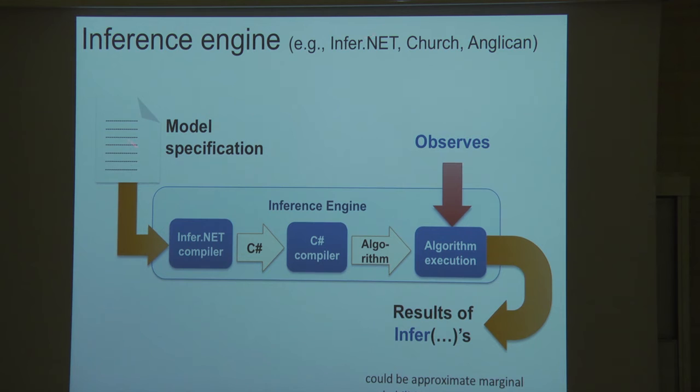So this is just a schematic diagram of what I walked through in the previous page. The basic idea is you construct a model, you have some observations. The details vary from engine to engine, but there are a lot of these out there now. One of them, this one is infer.net, which is developed at my lab. And then the output is going to be the results of all of the infer statements that you sprinkle in here. Okay, and these outputs could be approximate marginal probabilities, they could be samples, it doesn't particularly matter, different engines will have different ways of dealing with this. But in this case, let's imagine them as being samples from the model.